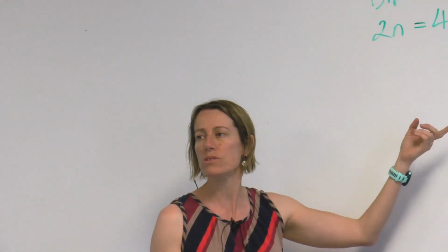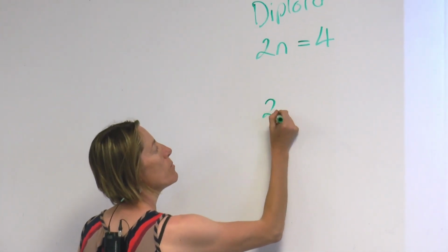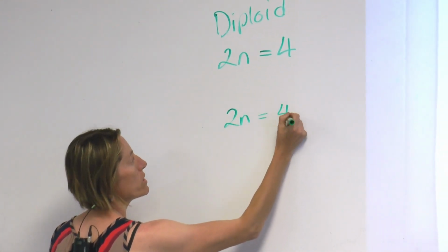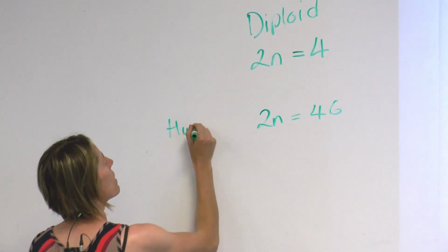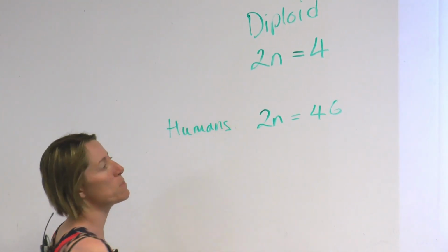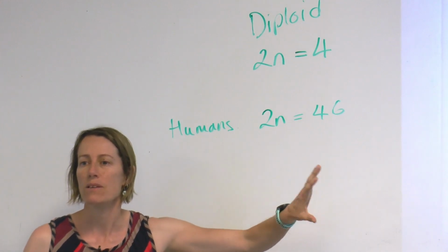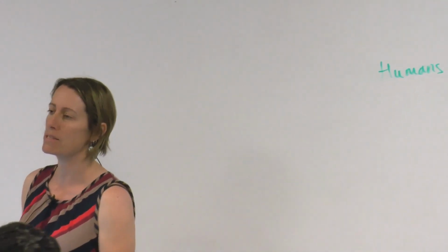If this was a human cell, I couldn't fit it on my thing, it would be too busy. But if it was a human cell, what would we have? For humans, 2N equals 46, right? Obviously, if I put 46 pieces of yarn here, it would be a big old mess. So I'm just going down to 2 to make it simpler.